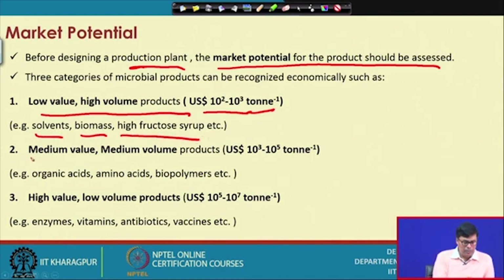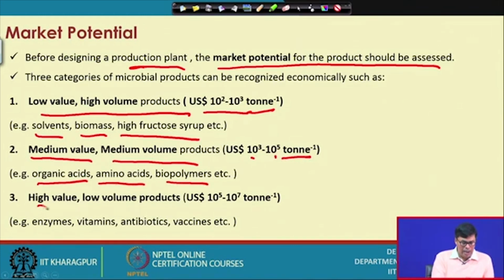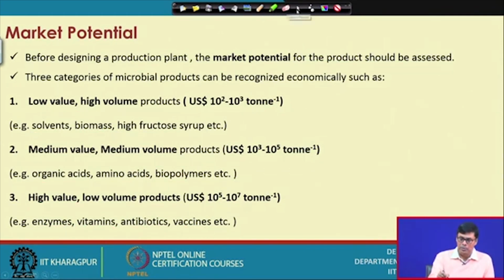Then we have medium value, medium volume products, at 10 to the power 3 to 10 to the power 5 US dollars per ton. We have organic acids, amino acids and biopolymers. High value, low volume products are at 10 to the power 5 to 10 to the power 7 per ton. We have enzymes, vitamins, antibiotics and vaccines. So, market potential we shall have to find out.